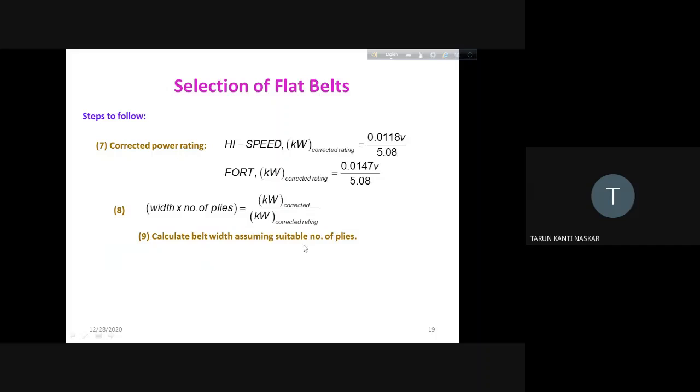So width multiplied by number of plies is this. Calculate the belt width assuming a suitable number of plies. You select 1 ply or 2 ply or 3 ply, whatever is available at your workshop. If it is 2 ply, you use 2 here. If it is 3 ply, you use 3 here. Then accordingly find out the width.